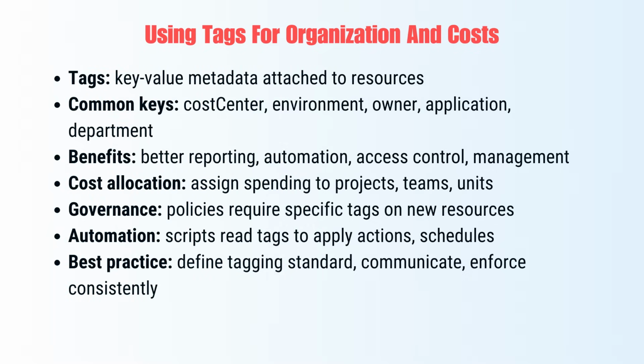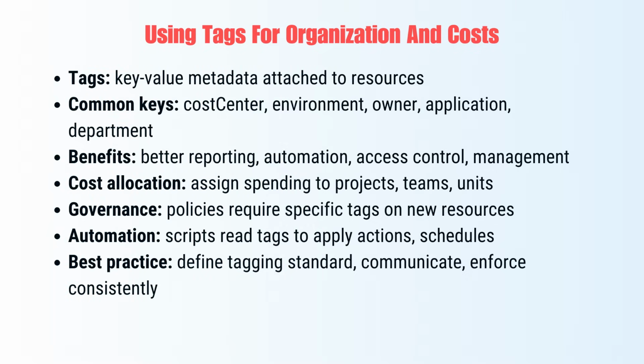In cost management, you can group and filter spending by tag. For example, see all costs where project equals CRM or department equals marketing. This makes it easy to allocate cloud costs to the right budget owners. In governance, you can use Azure Policy to require certain tags on new resources, or to add default tags automatically. This enforces good tagging hygiene across teams.